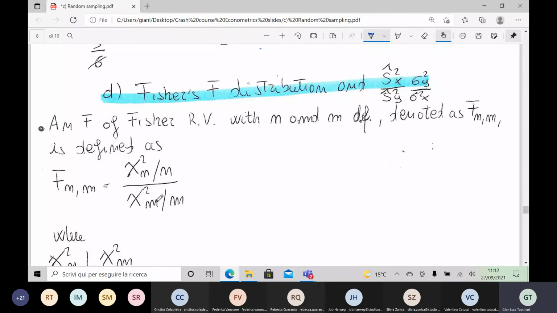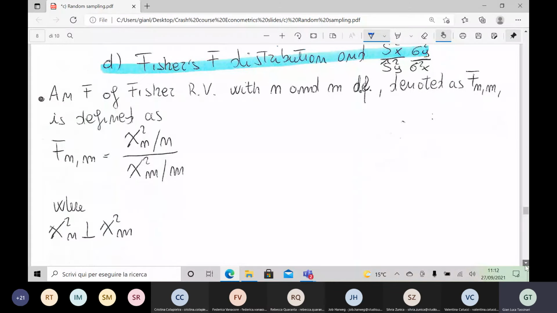I have also to tell you something else. This chi-square and this chi-square must be independent. So it is the ratio between a chi-square divided by its number of degrees of freedom and another chi-square divided by its number of degrees of freedom, when the two chi-squares are independent. So this n refers to the chi-square in the numerator and this m to the number of degrees of freedom of the chi-square in the denominator. I wrote everything below. Okay, you see I wrote it here.